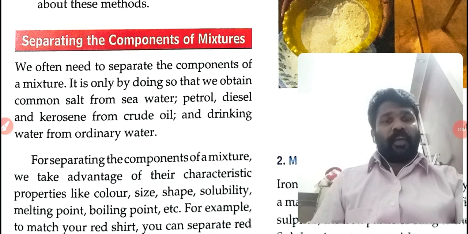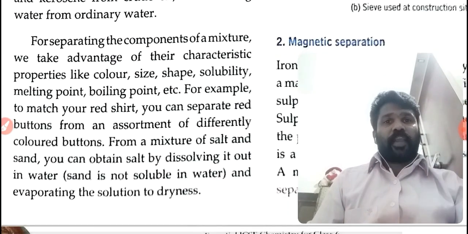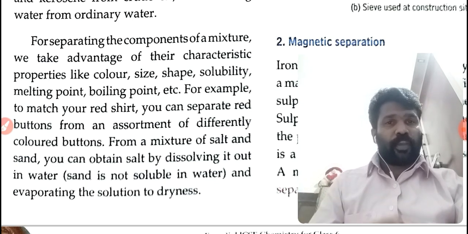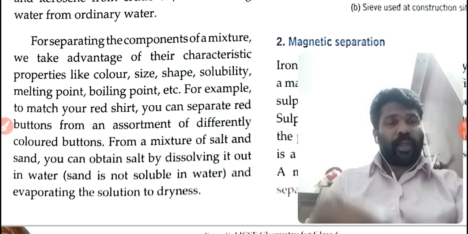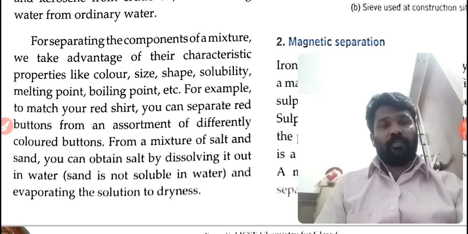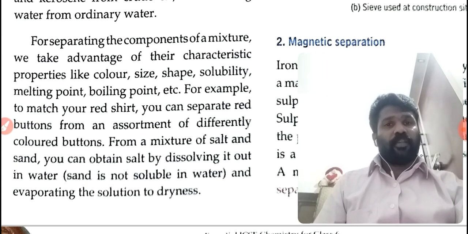For separating the components of a mixture, we take advantage of their characteristic properties like color, shape, size, solubility, melting point and boiling point. All these properties we can use to separate mixtures. These are the conditions: color, shape, solubility and so on.